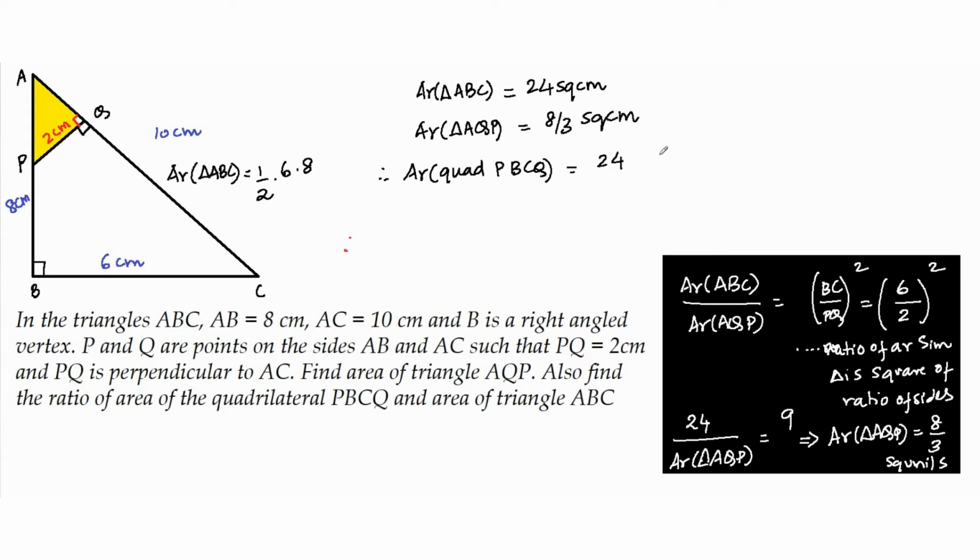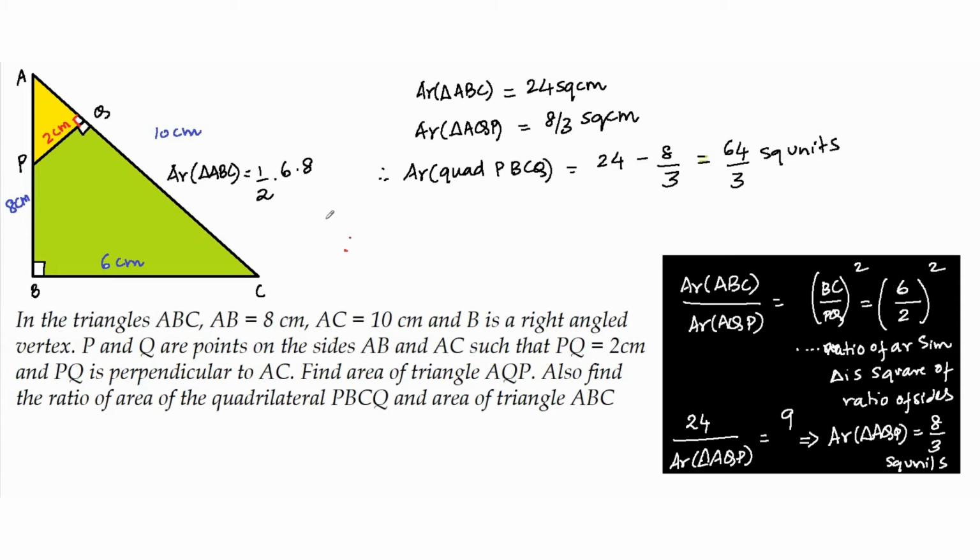So how much will that be? It is going to be 24 minus 8 by 3. So I take the whole triangle, and from that I subtract triangle APQ, and I am going to get the area of quadrilateral PBCQ. So this value is going to be 24 into 3, 72. 72 minus 8 is 64. So this area is 64 by 3 square units.